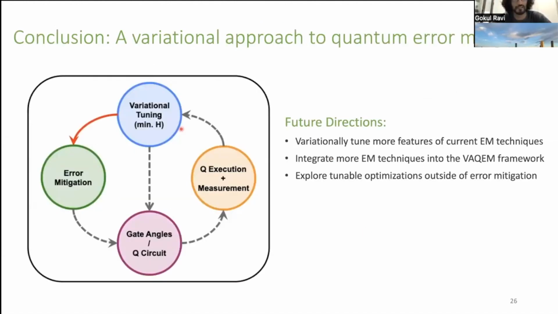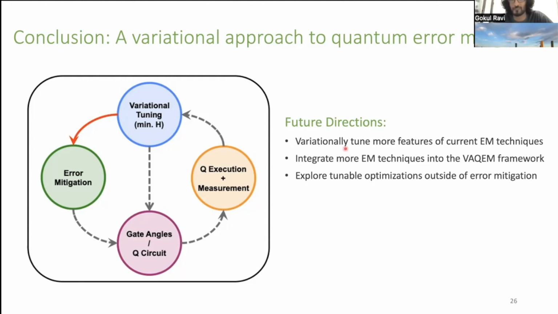So to summarize, the variational approach is this idea that in traditional variational algorithms, you would have only these dashed gray lines. That is, you have variational tuning, which optimizes these gate angles. Then you do the measurements, and this goes on in a loop. And any error mitigation technique is applied orthogonally to the circuit. So what VAQEM introduces is this red line, in that the error mitigation parameters are also tuned as part of the variational harness, so that they are also optimized to achieve the best variational output, right?